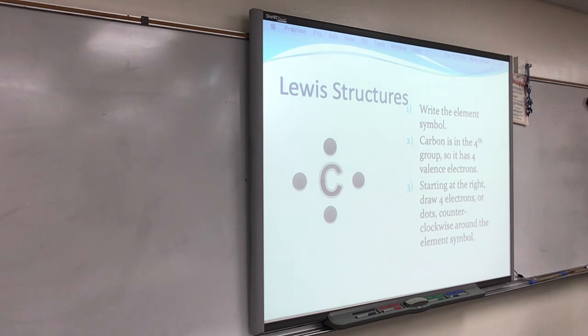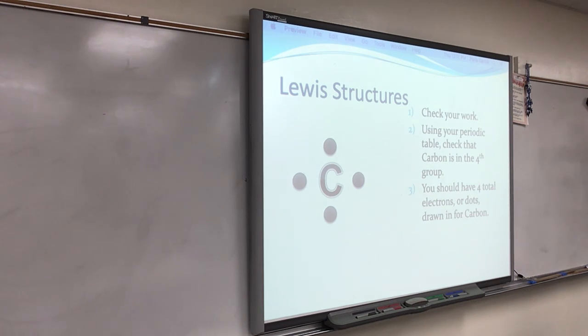So, can someone tell me what are the steps to draw the Lewis structure? Write the symbol. Find out what group it's in. Very good, and then? Draw dots going counterclockwise. Very good. And where do you always start? On the right, yes, on the right.